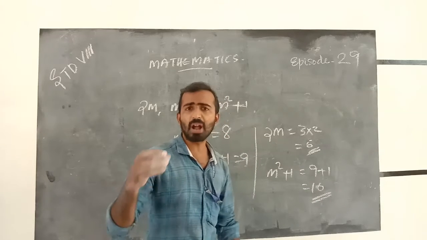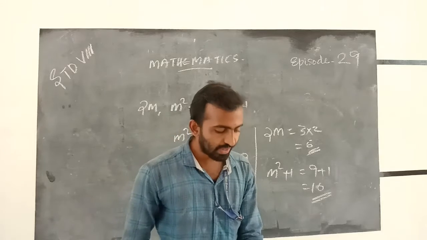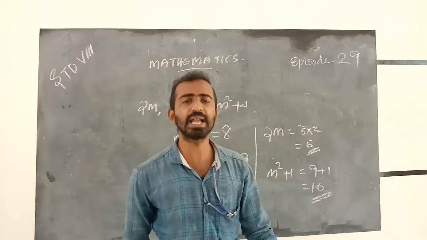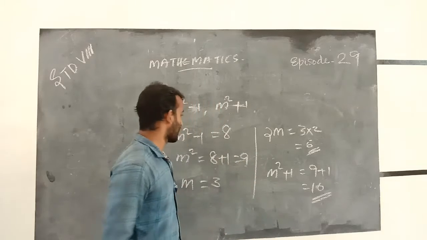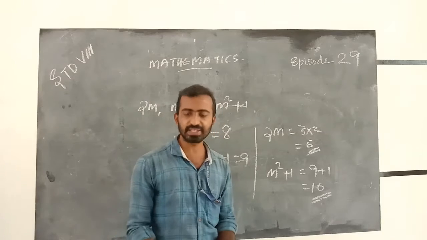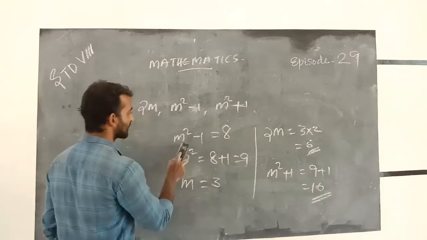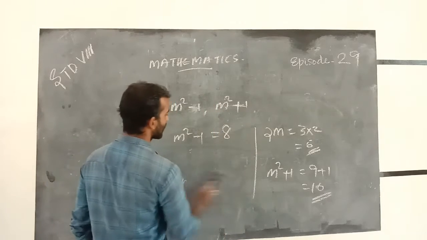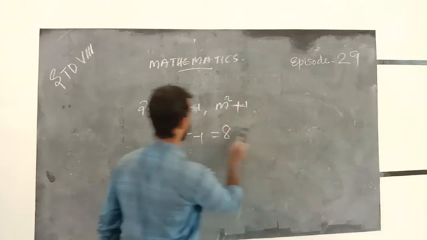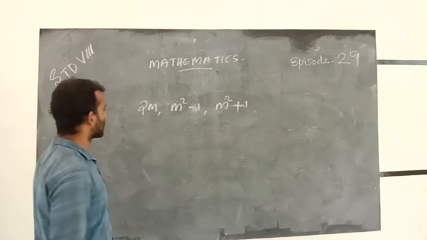According to the question, the smallest member should be 8. Here the smallest member is 6, so this is not true. So the assumption that m square minus 1 equals 8 is wrong. Next we take 2m equal to 8.